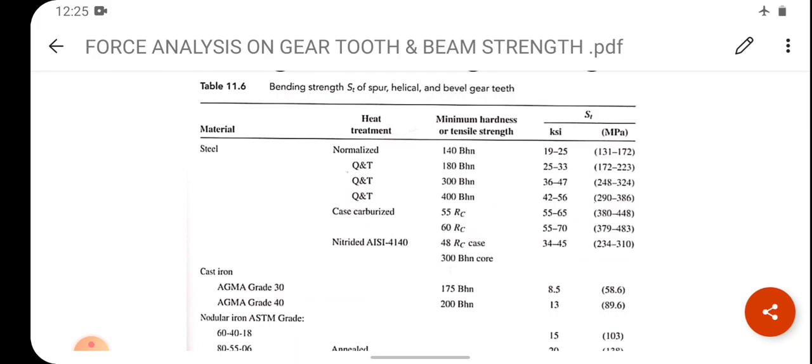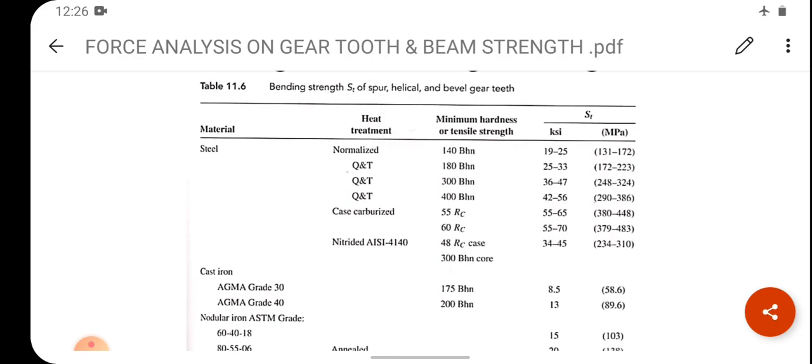So what is ST in KSI and ST in megapascal? What is KSI? KSI is nothing but the kilo pound per square inch, a scaled unit derived from PSI, equivalent to 1000 PSI. Clear? So KSI is kilo pound per square inch, and megapascal is mega Newton per meter square. So the value can be calculated in KSI or megapascal.